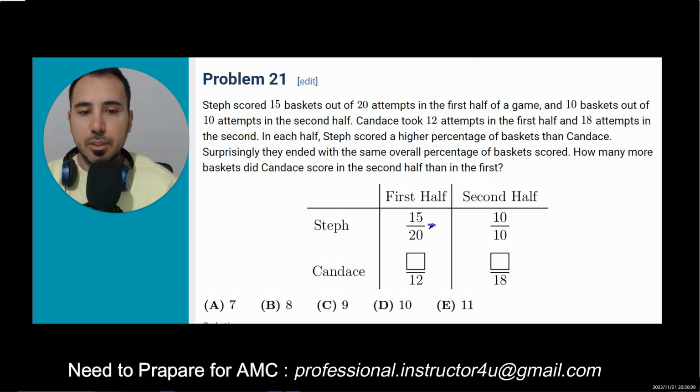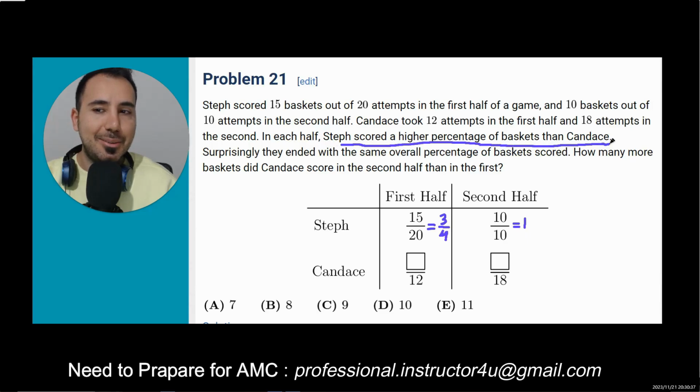So here, we could just simplify. This is like 3 over 4. This is like 1, this is 100%. This is 75%. Candice took 12 attempts in the first half and 18 attempts in the second. In each half, Steph scored a higher percentage of baskets than Candice, right? So this is something I've seen in my students, they don't notice this sentence, because they're reading it too quickly.